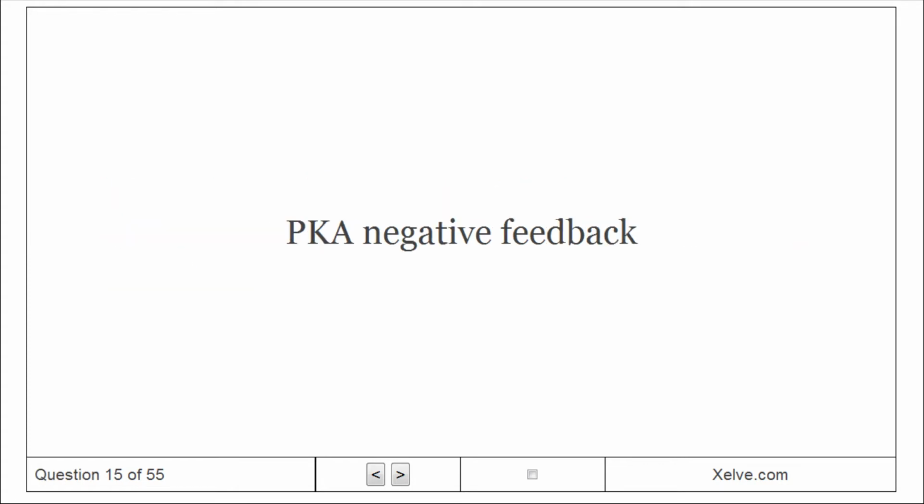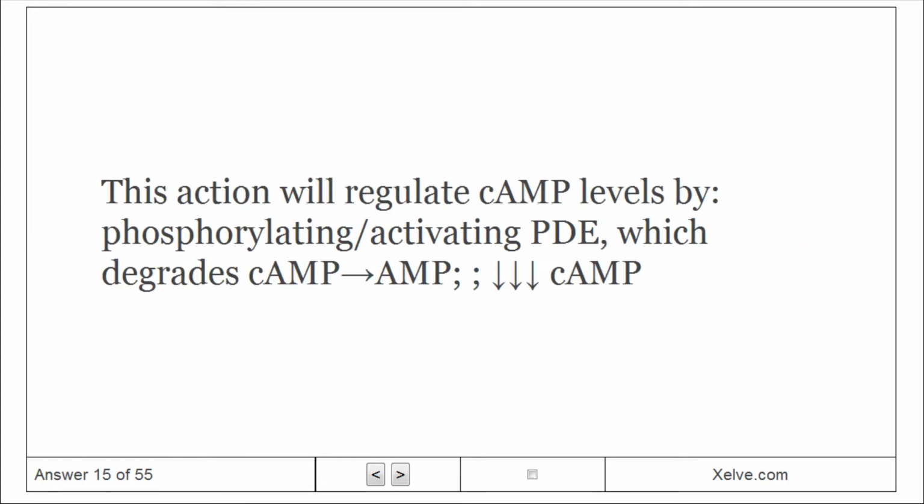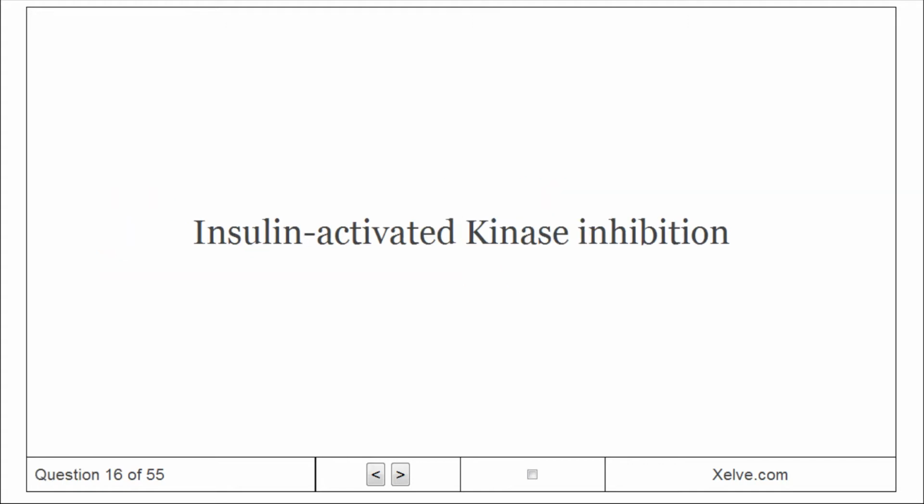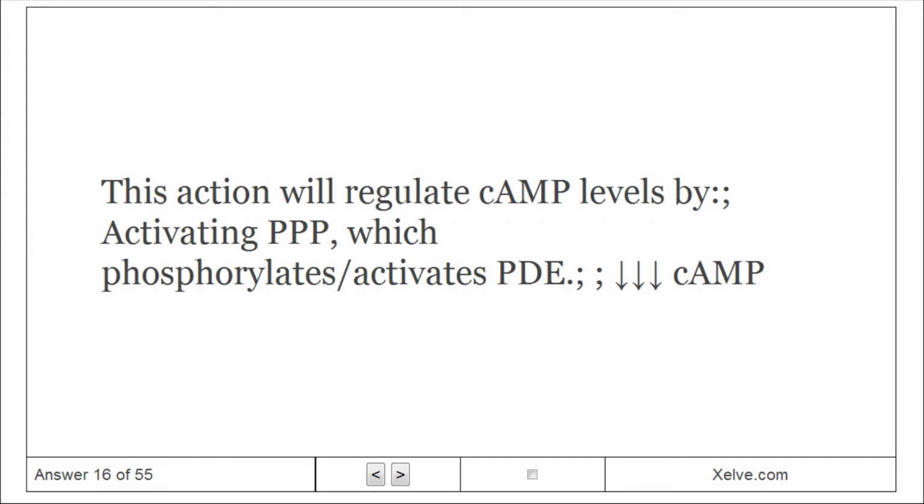PKA negative feedback. This action will regulate cAMP levels by phosphorylating and activating PDEs, which degrade cAMP. Insulin-activated kinase inhibition. This action will regulate cAMP levels by activating PPP, which dephosphorylates and inactivates PDE.